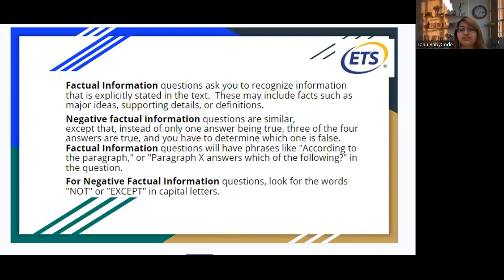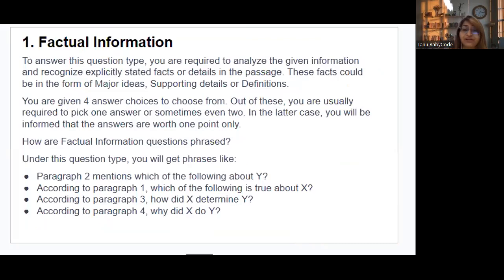Negative factual information questions are similar to factual information, except that instead of only one answer being true, 3 of the 4 answers are true. So you have to determine which one is false here. Factual information questions will have phrases like "according to paragraph X". But for negative factual information, you will look for the words NOT or EXCEPT, which will be in capital letters.